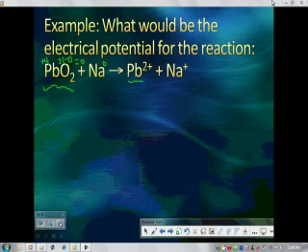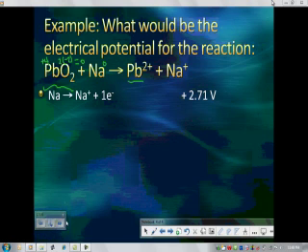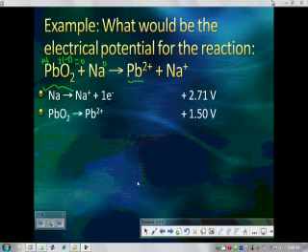So I believe I already typed out our half reaction. There's one half reaction, sodium becomes sodium ions, and then the lead 4 becomes the lead 2. Is that also reduction to go from 4 to 2? Is that gain of electrons or loss of electrons? What would make us less positive? Gaining electrons. So these are both reductions.